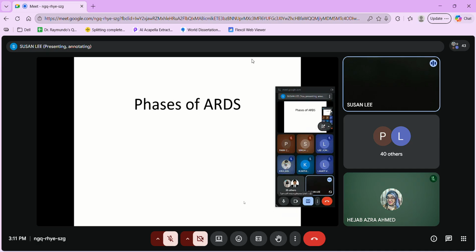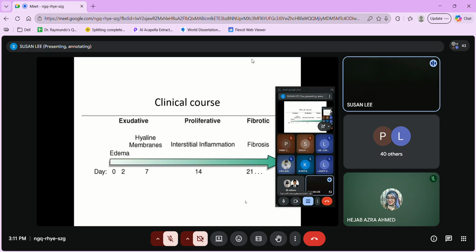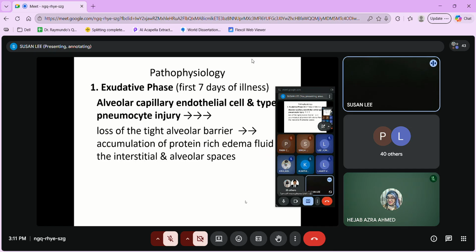So what is the pathology of patients with ARDS? ARDS can be divided into three phases: the exudative phase, proliferative phase, and the fibrotic phase. In the exudative phase, you have changes also seen in the hyaline membrane; in the proliferative phase, you have interstitial inflammation; and as the term implies, in the fibrotic phase, you would see fibrosis of the lung. So at the start of the illness, you initially have edema for the first 2 days.